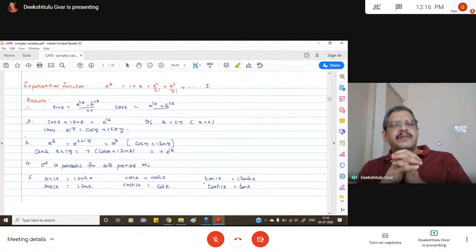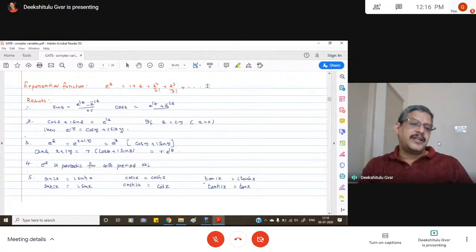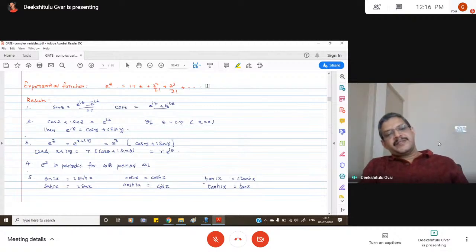Then there is a very strong relation between the exponential function and sin and cosine. Just like in real variable functions, here also sin z is e power iz minus e power minus iz by 2i, and cos z is e power iz plus e power minus iz by 2. I'm sorry, 2 is missing there. Therefore, if we add these, cos z plus i sin z is equal to e power iz, and cos z minus i sin z is equal to e power minus iz.